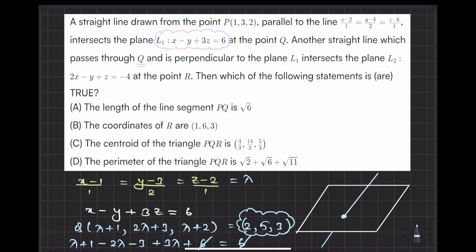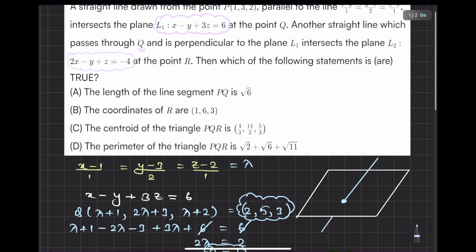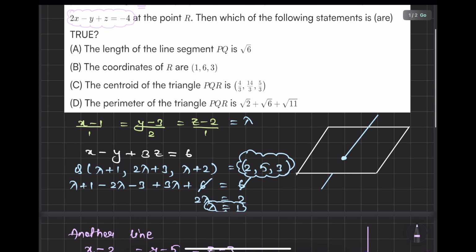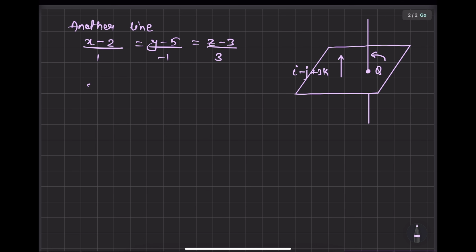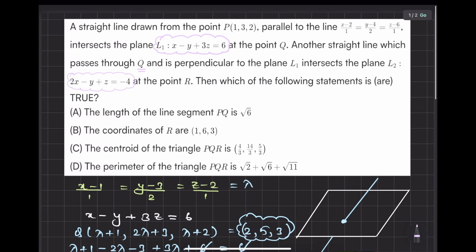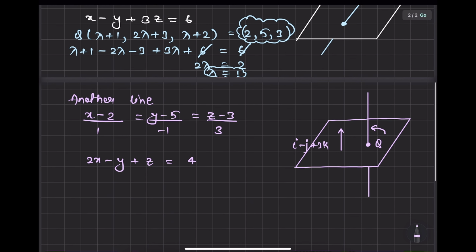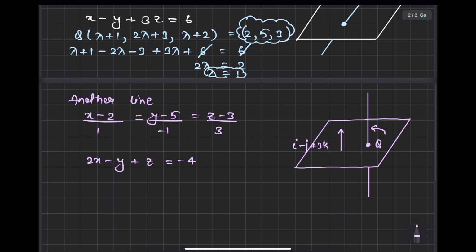Now the other line L2 intersects the plane 2. So again we have to solve line and plane. The plane is 2x minus y plus z equals minus 4.